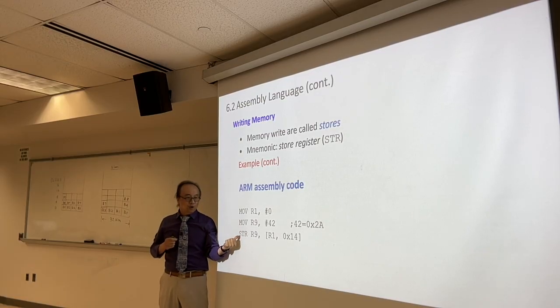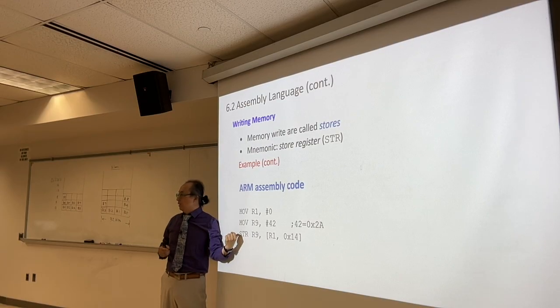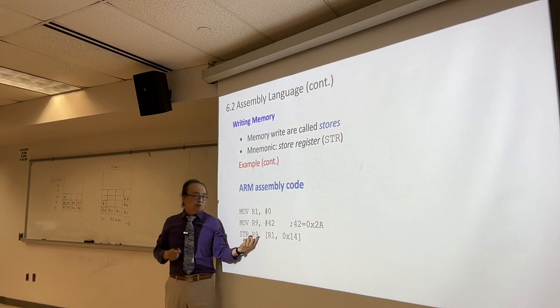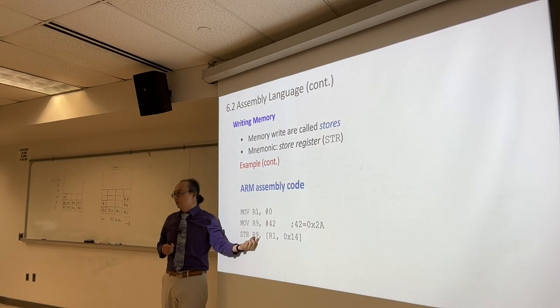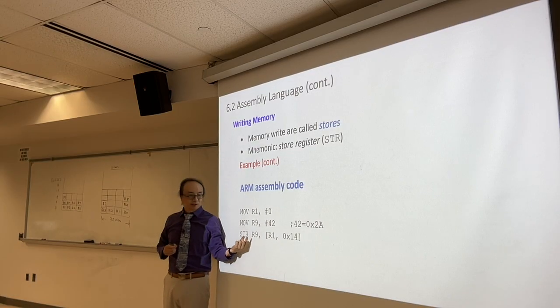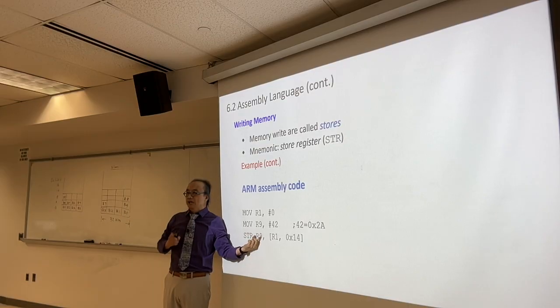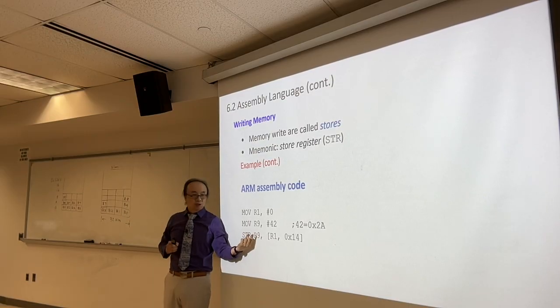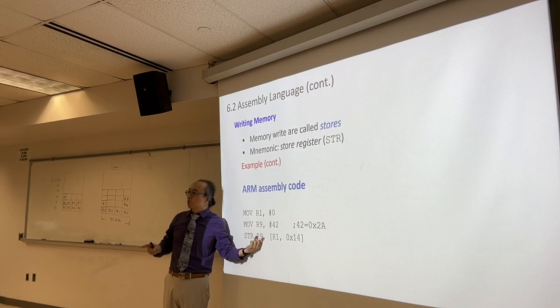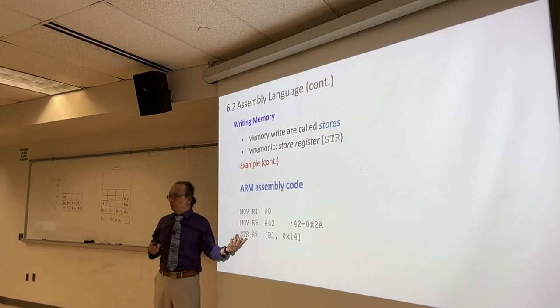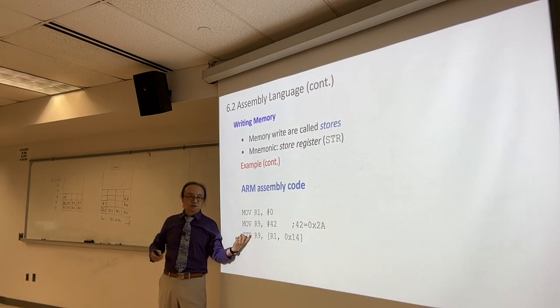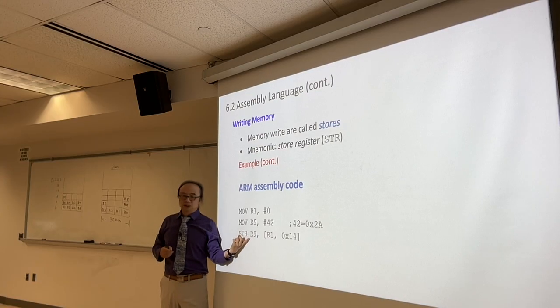STR is store into memory. It's completely opposite. And its format is register, some number. I'm sorry, I lied to you. This one is not the destination. This is the only exception. STR is the only exception. The first register is the source register. We'll come back to this. Just listen, try to understand, and then we'll come back to this next time.